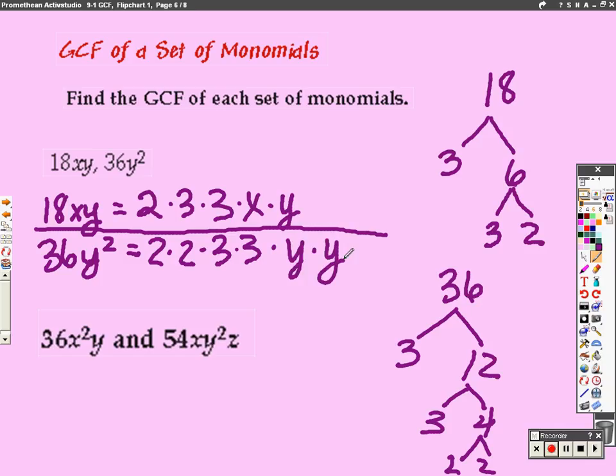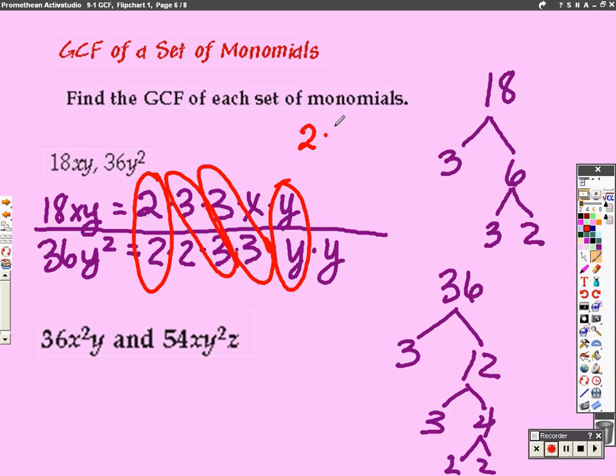And to find that greatest common factor, I'm going to circle the factors that both of the monomials share. So I have 2 times 3 times 3 times y, and that gives me 2 times 3 is 6, times 3 is 18. I have 18y as my greatest common factor. Okay?